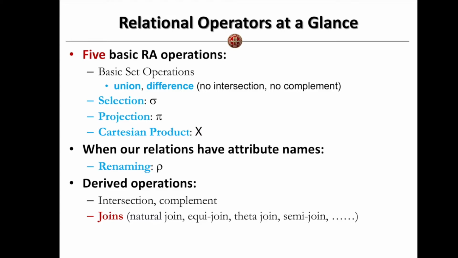And based on these basic operations we show here, we can derive some more complex operations, which include the intersection. With the union and the difference, we can derive intersection as well as complement. And based on selection, projection, and the product, we can also derive the joins. Joins cover the natural join, equal join, theta join, and the semi-join. And we will mention them and introduce some of them in the lectures.